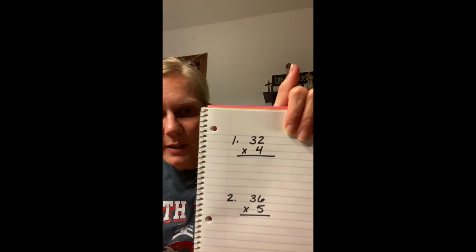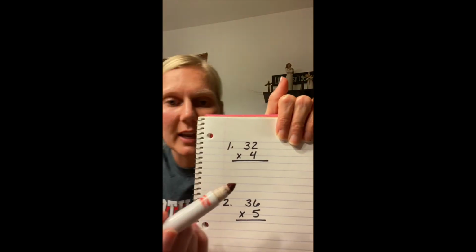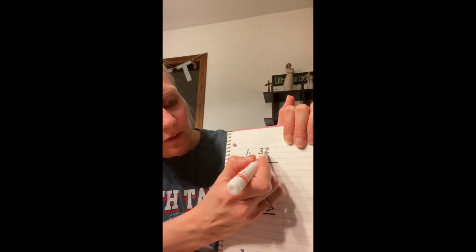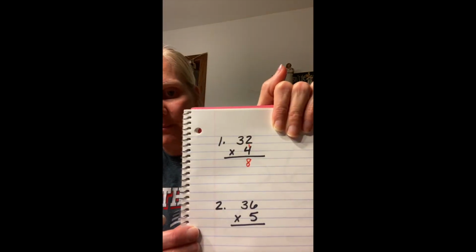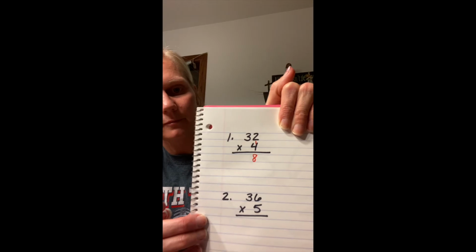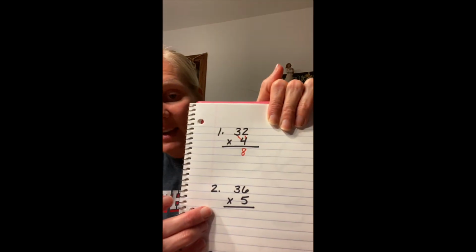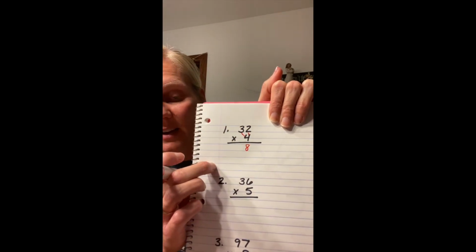Okay, so these are a little bit smaller, but I have 32 times 4. I'm looking at it backwards. 32 times 4. So I'm gonna go straight up and down. So 4 times 2 is 8. So I'm gonna put the 8 right underneath that column. And then I'm gonna go kitty corner. And this time it was quite handy because I didn't have anything to carry over to the next column. So I can just do the multiplication.